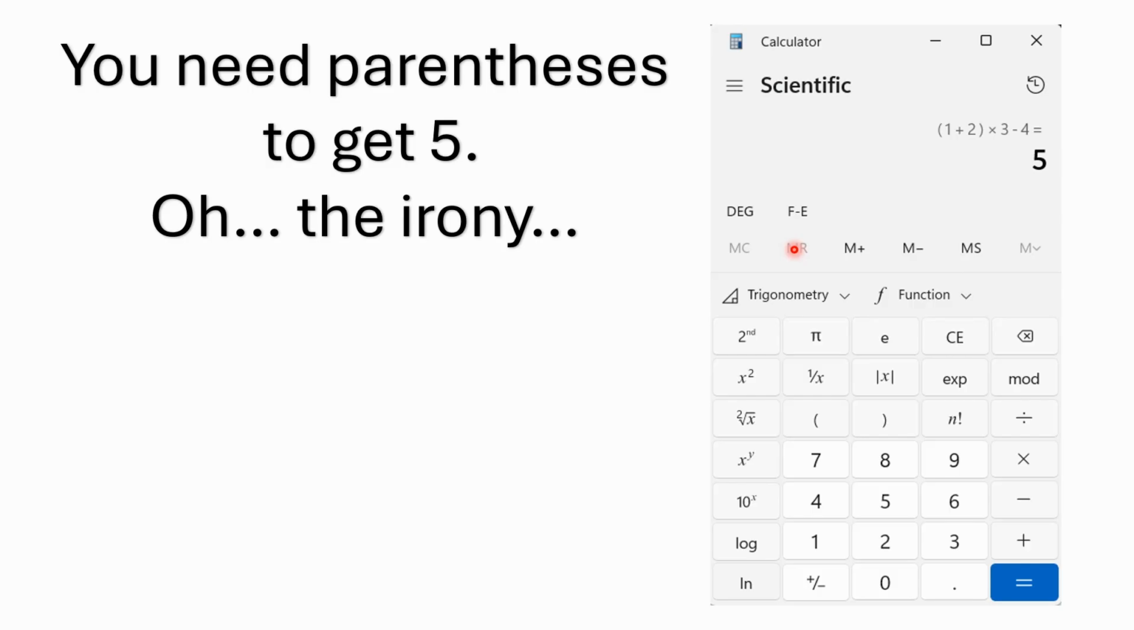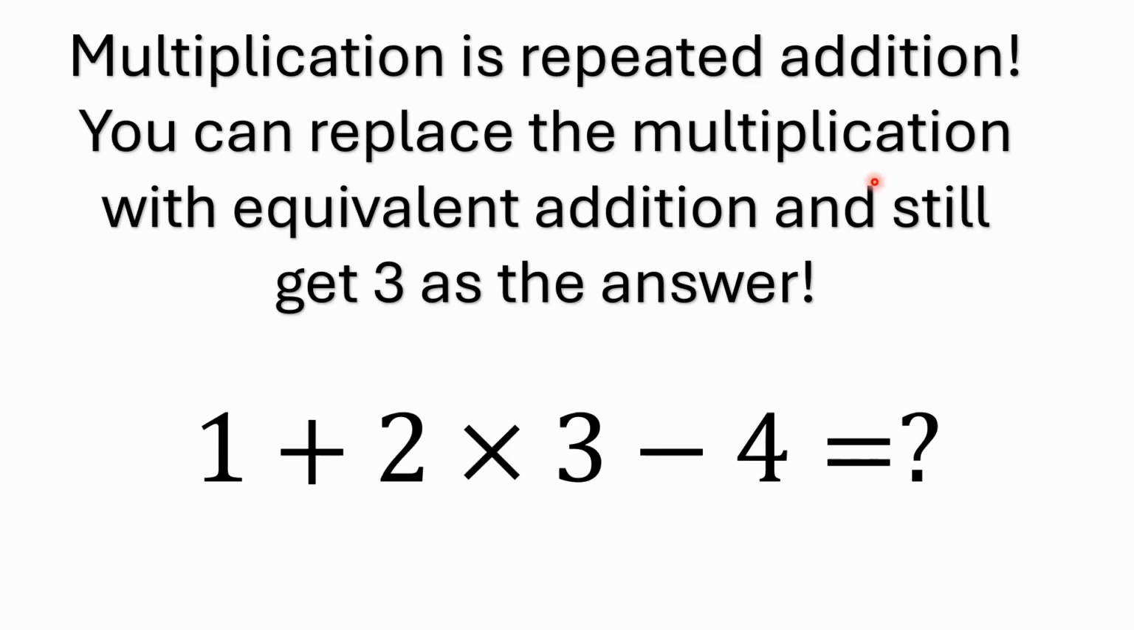And here's the other thing. You need parentheses to get 5. It's kind of ironic. All these people who claim that you just solve left to right and you don't have any parentheses and you're going to get 5. The truth is you need parentheses around the addition, 1 plus 2, in order to get the answer of 5. And here's your example, once again from a scientific calculator. 1 plus 2 in parentheses times 3 minus 4 will give you 5. Without those parentheses, you're going to get the answer of 3.